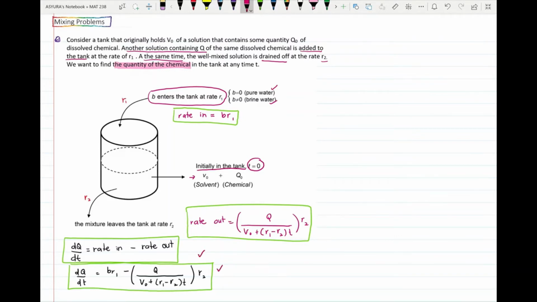Later on we will see an example for the mixing problems. Most of the questions for the mixing problems you will solve by using a linear equation. But there will be some questions that you can just solve by using a separable equation. It depends on the question.